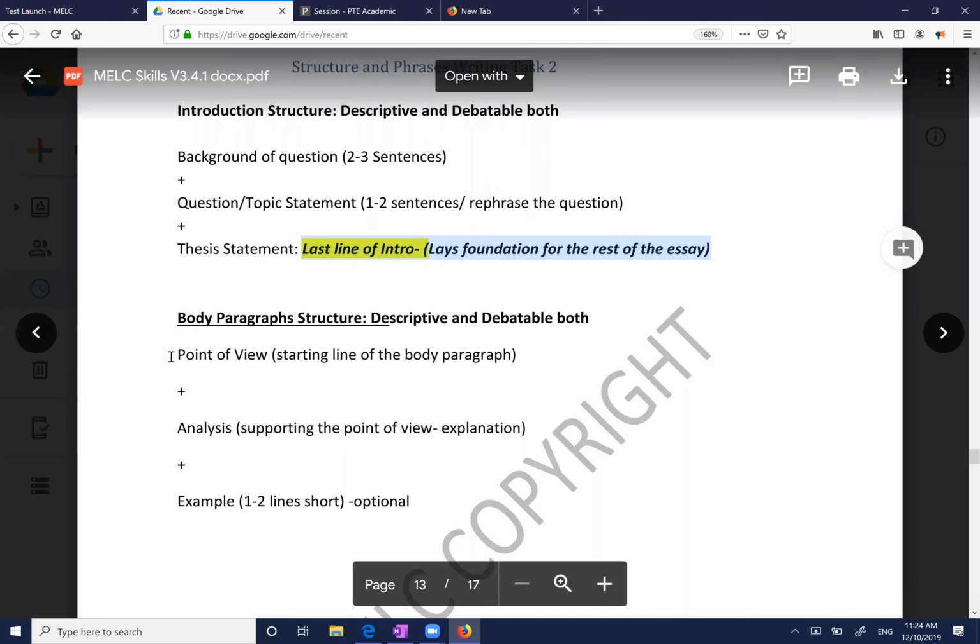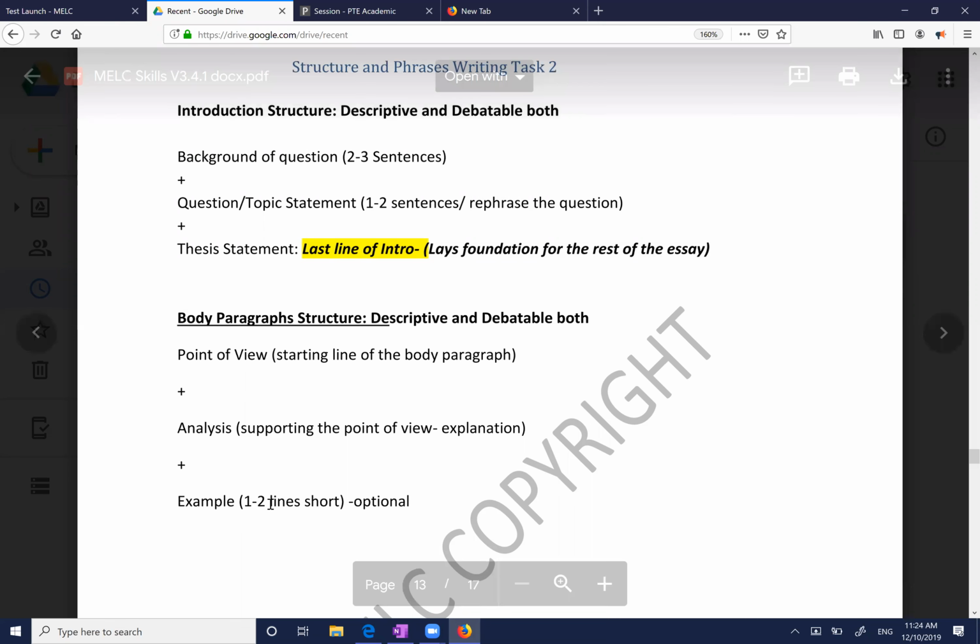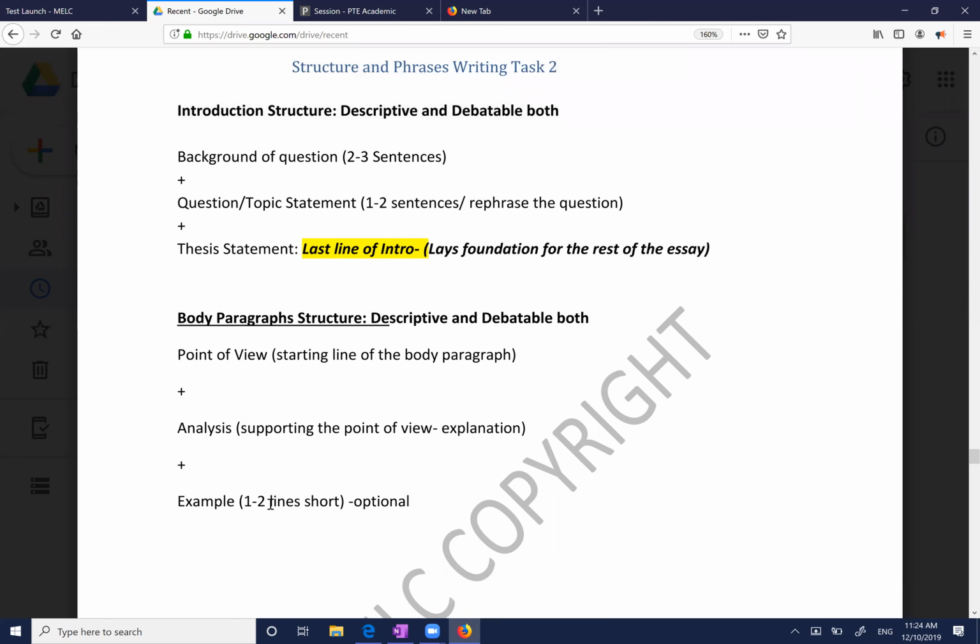Body paragraph, it should have a clear point of view, clear starting, its explanation and example. If you don't have a good explanation, you can give an example. If you have a good explanation, an example is not needed. Yes or no? Understanding everyone? Sure. All this information has already been sent to you anyway in the skills file.